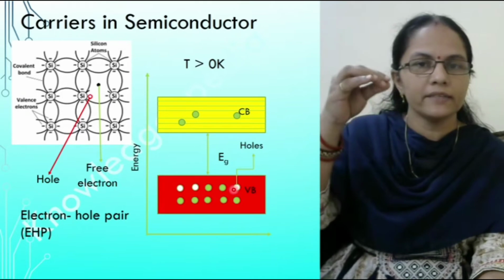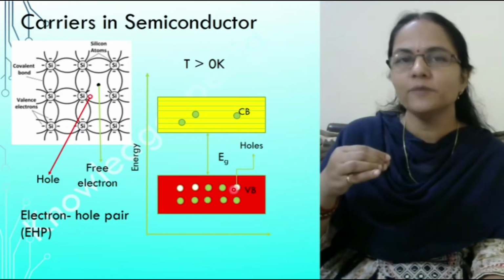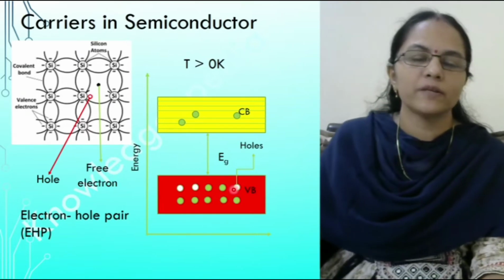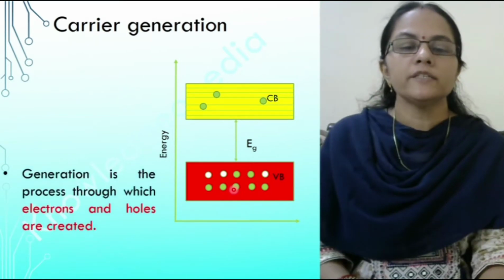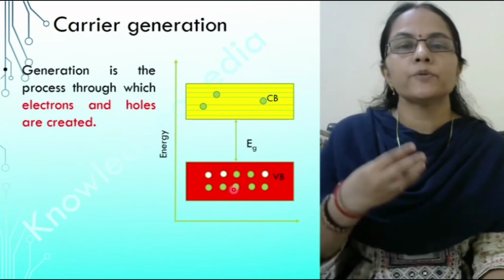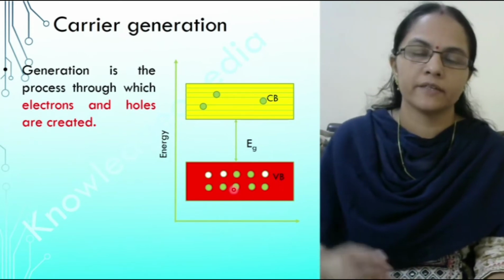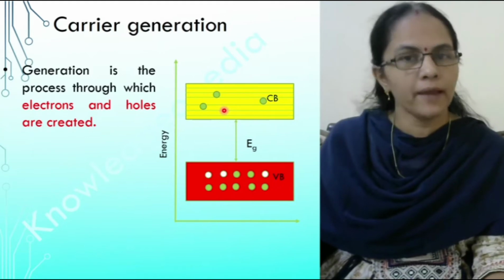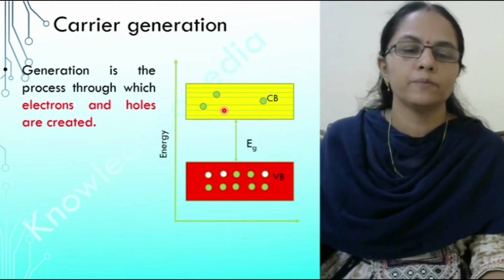An electron cannot move without creating a hole in the valence band. They are created by pair. That's why they are known as an electron-hole pair. So generation is the process through which an electron-hole pair is created. Electron moves from valence band to conduction band, and because of which we are getting an electron-hole pair.